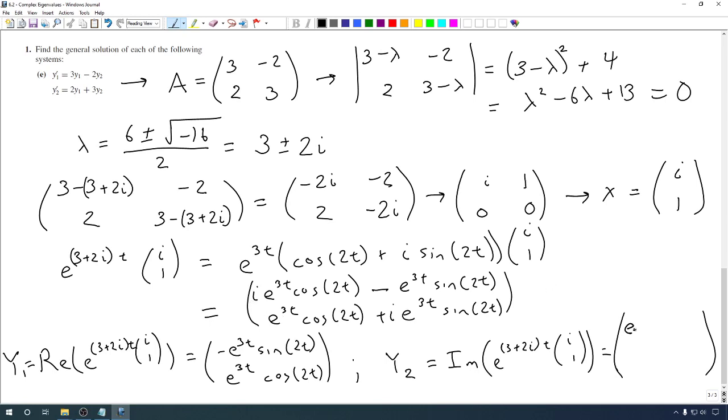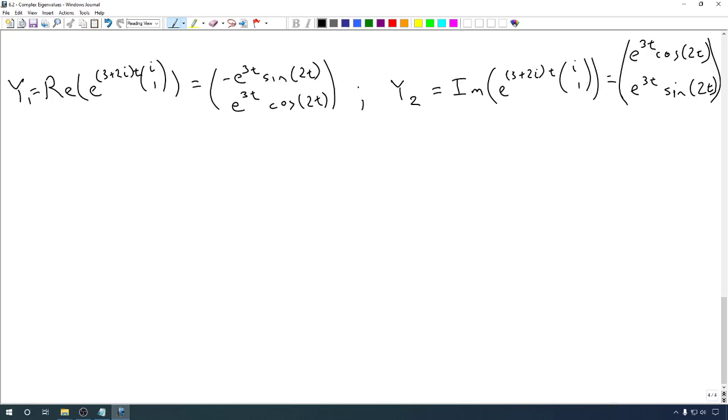So the first component will be e to the 3t cosine of 2t. And our second component is going to be this e to the 3t sine 2t. Okay. I guess I underestimated how much room I needed for this problem. So we'll continue it on another page. But there's not a lot left to do.